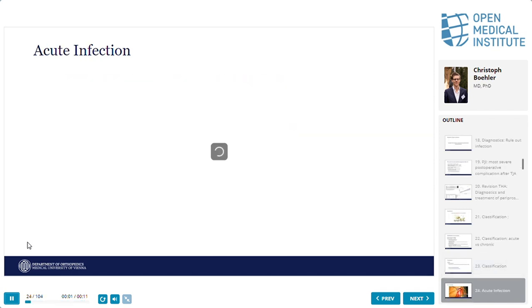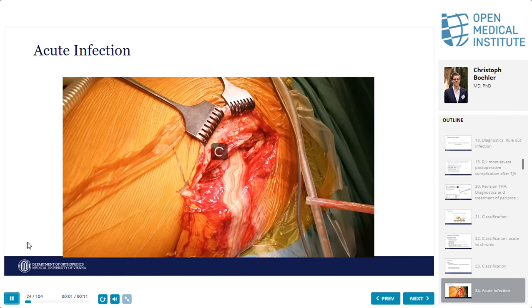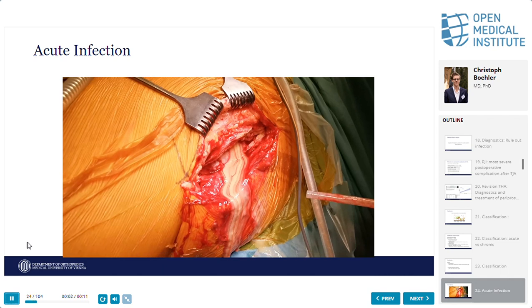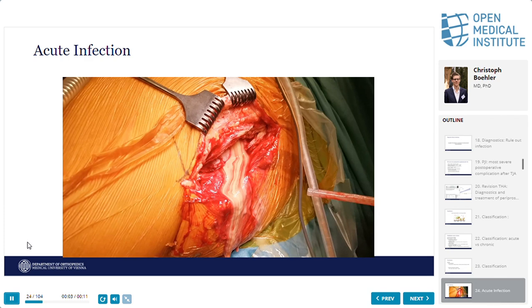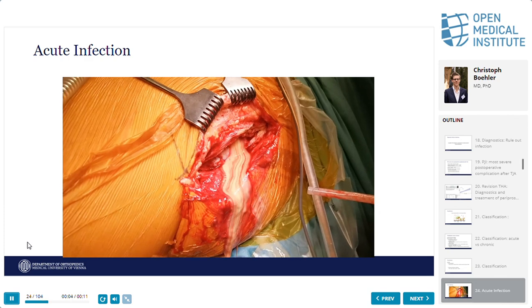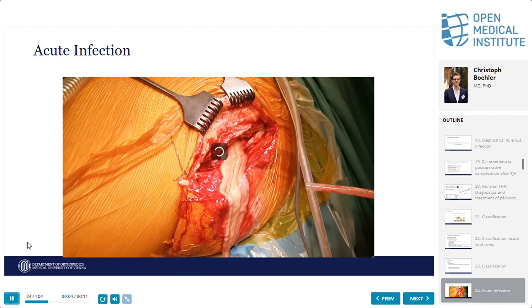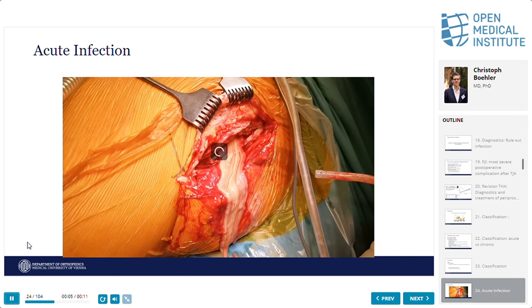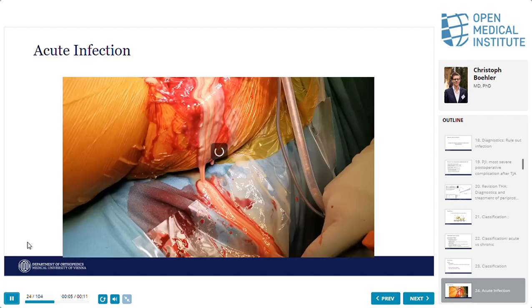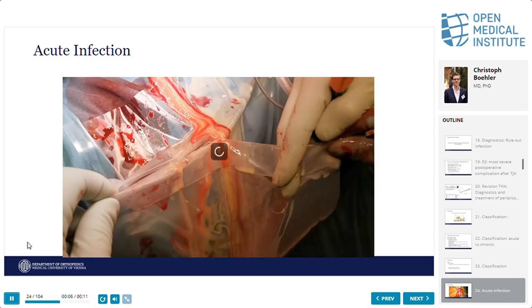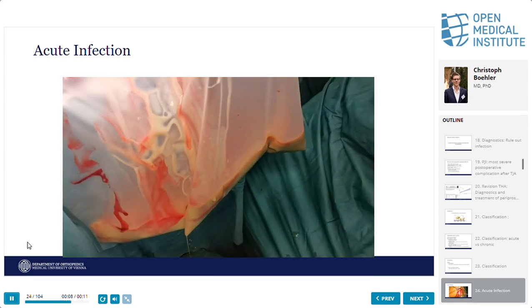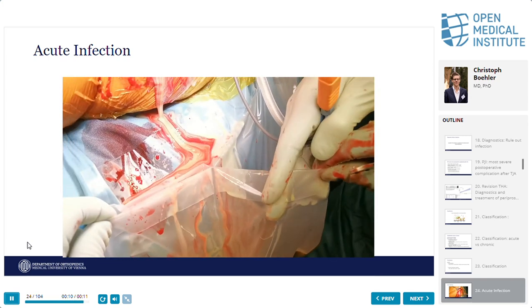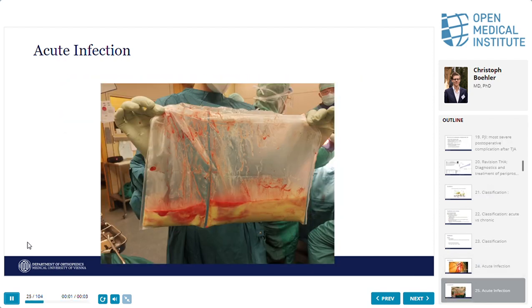This is a severe acute infection. So really pus running out of the wound. That's what we collected during the surgery.